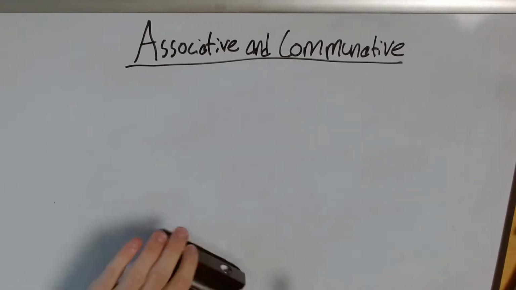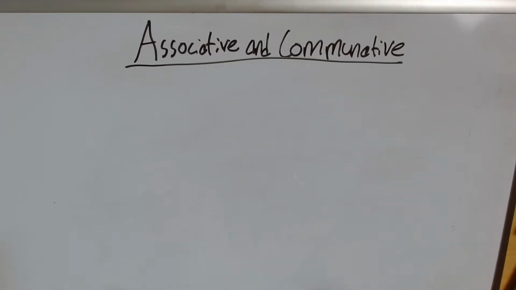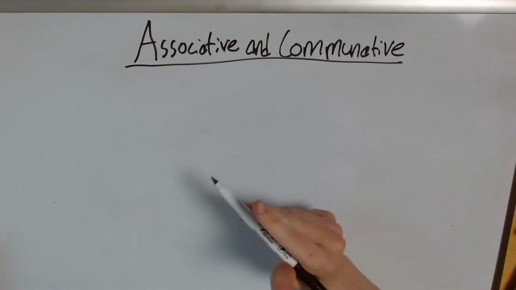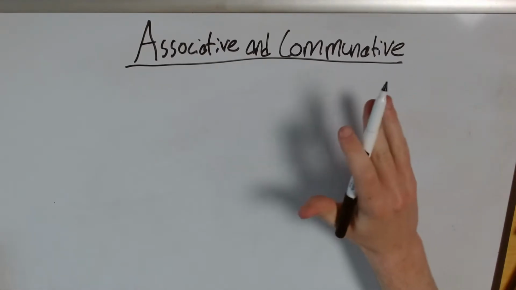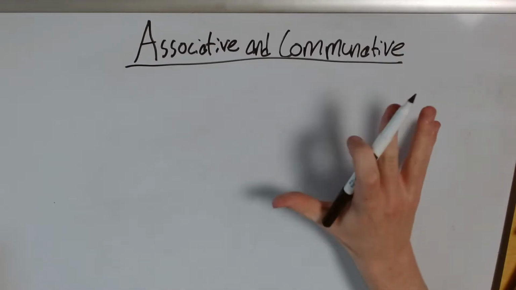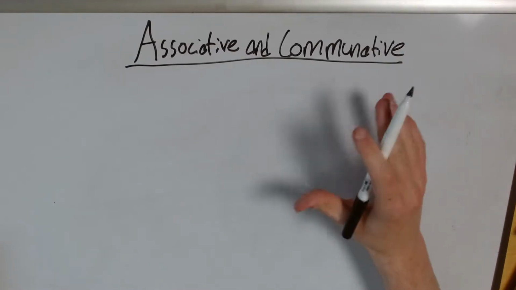Hi. Today we're going to talk about the associative and commutative properties of algebra and how we can use them to solve algebraic expressions and equations. And if that all seems like a bunch of algebra mumbo jumbo, don't worry. We'll get right into the real simple nitty-gritty stuff.